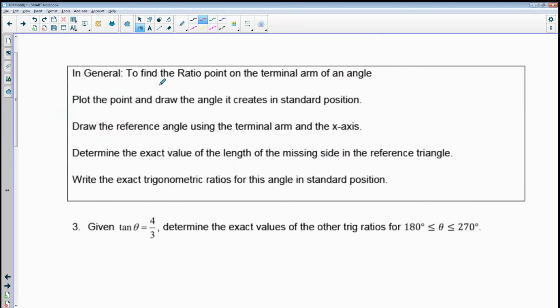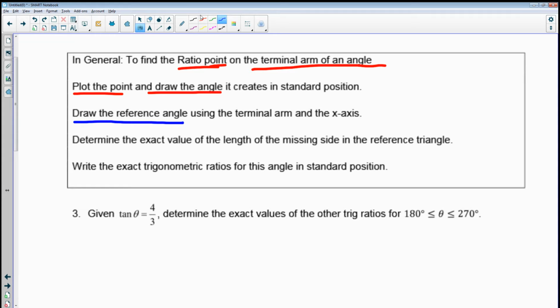All right, but to summarize, to find the ratio on a terminal arm of an angle, first, draw the point and draw the angle. That's where you always start, in standard position, of course. And then draw the reference angle, it's going to be useful. Draw the reference angle using the terminal arm and x-axis. All right, and then you proceed to determine the exact value length of any missing sides.